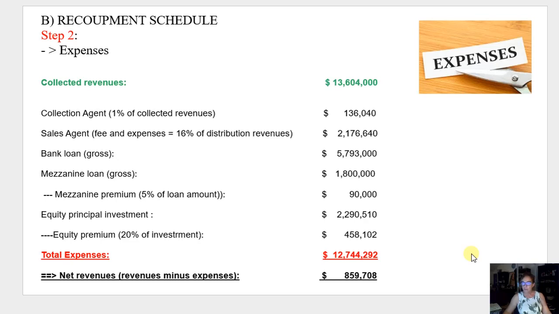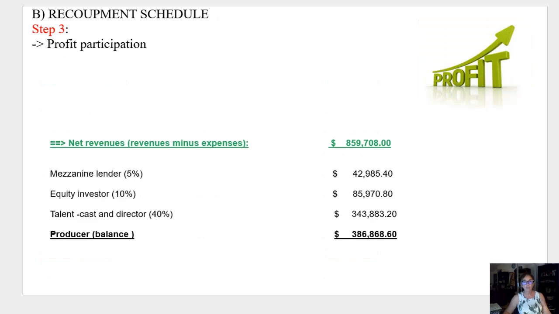So if we sum this all up, all these costs and expenses and repayments, we are paying $12,744,292. In order to figure out our net revenues and our profits, we have to deduct these expenses from our revenues. So the $12,744,292 is being deducted from $13,604,000, and what we're left with is $859,708, and that's the amount that we can start doing profit participations with.